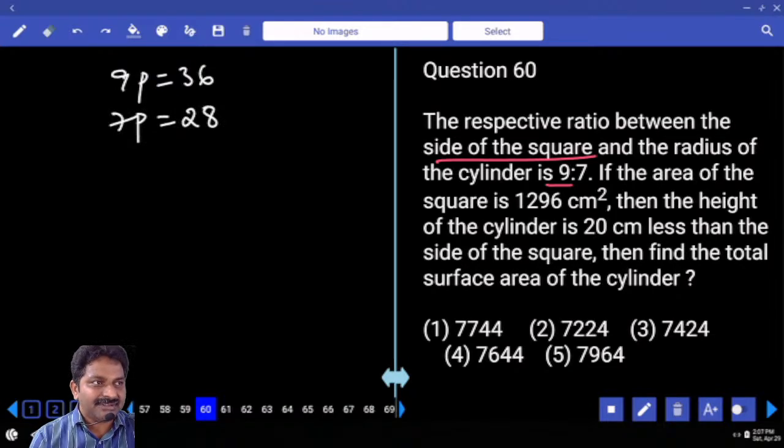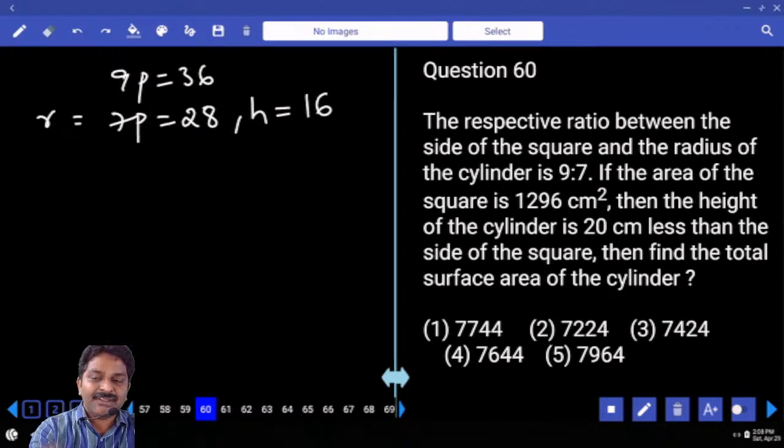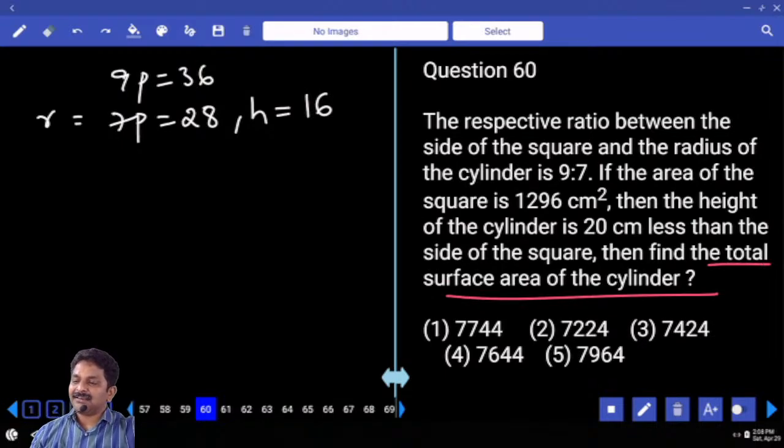9 4 times. Now what is the radius of the cylinder? R is equal to 28. Then the height of the cylinder is 20 centimeters less than the side of the square. Then height is equal to 20 centimeters less, which is 16. Find the surface area of the cylinder. For surface area, I think we can go with 11 multiplication. We don't need to solve this.